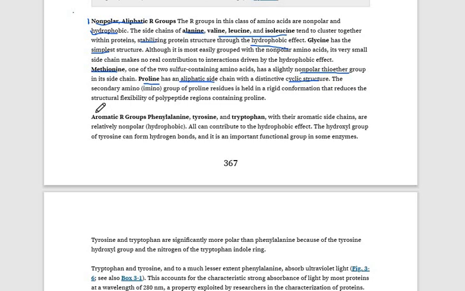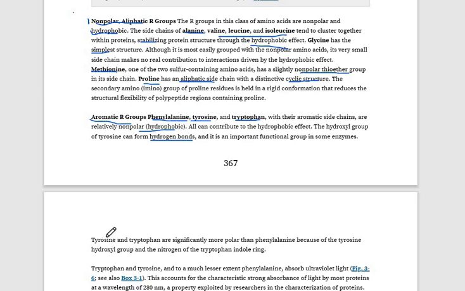The next classification is aromatic R groups. It includes phenylalanine, tyrosine and tryptophan, with their aromatic side chains relatively non-polar and hydrophobic. All can contribute to the hydrophobic effect. The hydroxyl group of tyrosine can form hydrogen bonds. This is a very important point: the hydroxyl group of tyrosine can form hydrogen bonds, and it is an important functional group in some enzymes.